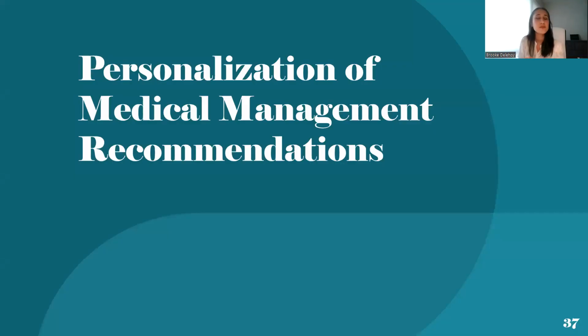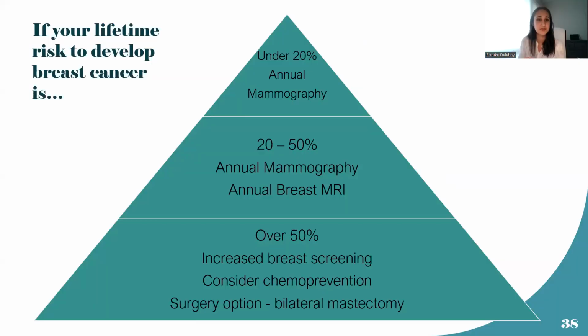Now, how is medical management personalized based on the risk score that a patient gets from the Tyrer-Cuzick risk assessment? And so we've constructed a little pyramid here to show this. If your lifetime risk to develop breast cancer is under 20%, again, annual mammography screening. If your lifetime risk to develop breast cancer is between 20 to 50%, annual mammography and annual breast MRI can be considered to be added on to that regimen.